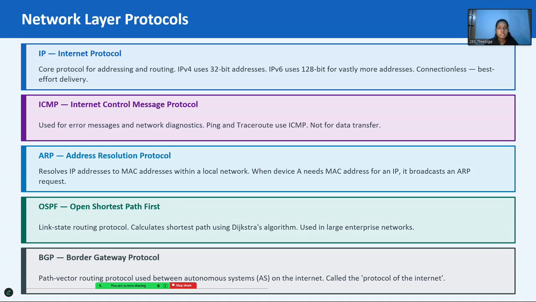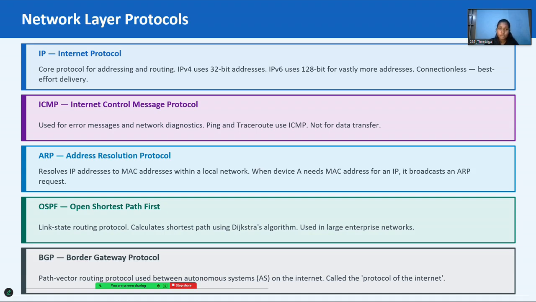ICMP, the Internet Control Message Protocol, is used for diagnostic and error reporting rather than data transfer. When you run a ping command or use a traceroute, you are using ICMP to test network connectivity and trace the path packets take. ARP, the Address Resolution Protocol, bridges the gap between layer 3 and layer 2. When a device knows an IP address but needs the corresponding MAC address to actually deliver data on a local network, it sends out an ARP broadcast to find it.